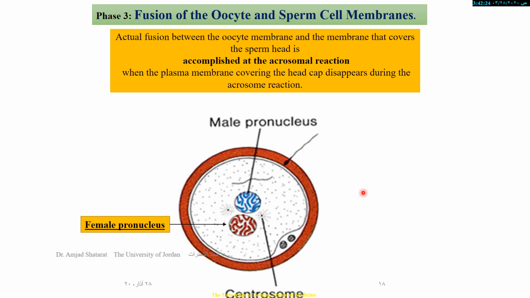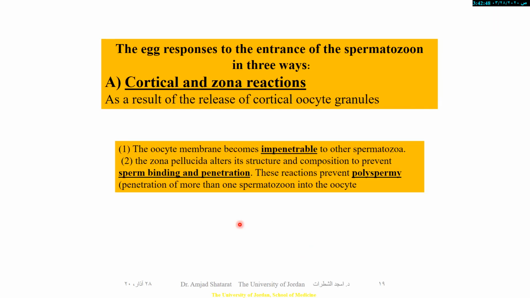Now, what we have inside here, we have male pronucleus and female pronucleus. Now the question is, what happened to the secondary oocyte? What happened to the first polar body? The answer could be put in this way.